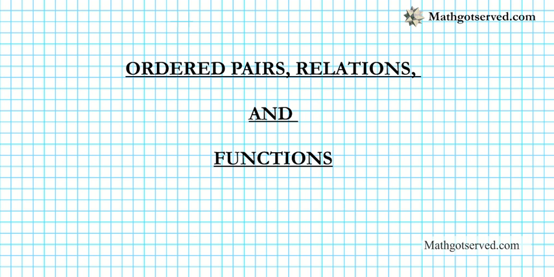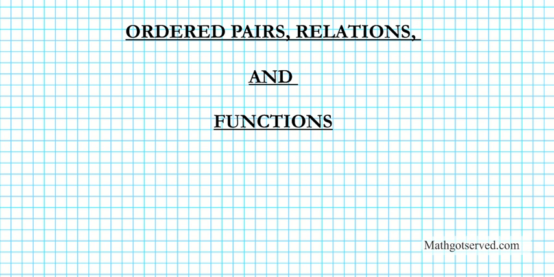Okay, so in this clip, we're going to talk a little bit about ordered pairs and relations, and then we're going to see how to determine if a relation is a function or not. We're going to be taking a look at them by looking at examples and non-examples, all right?